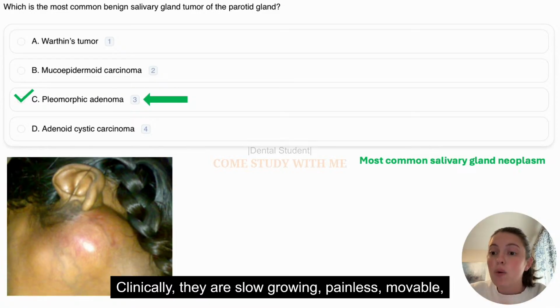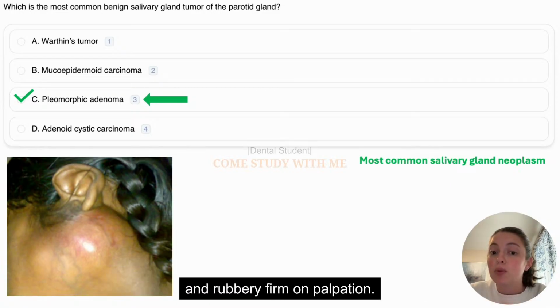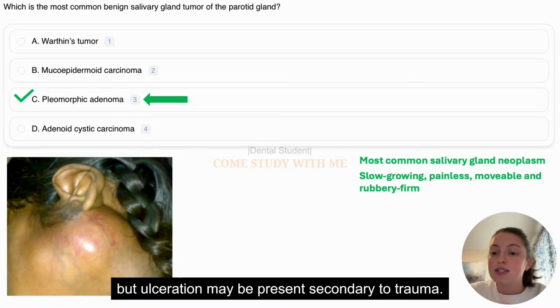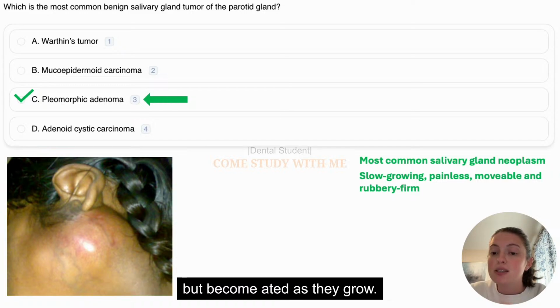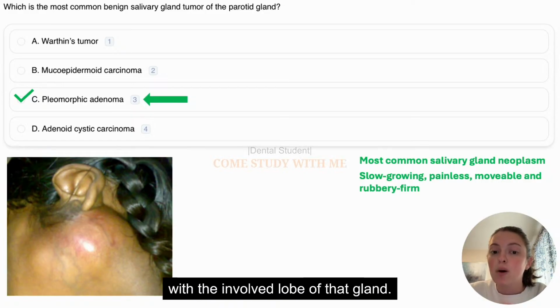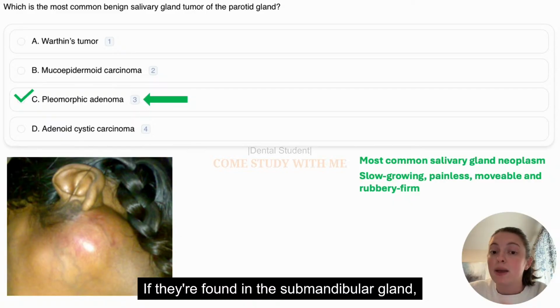Clinically, they are slow-growing, painless, movable, and rubbery firm on palpation. They're usually non-ulcerated, but ulceration may be present secondary to trauma. Pleomorphic adenomas are usually round when small, but become bosselated as they grow. Their treatment depends on the location, so if they are found in the parotid gland, then the lesion is removed with the involved lobe of that gland. If they're found in the submandibular gland, the whole gland is removed with the lesion.